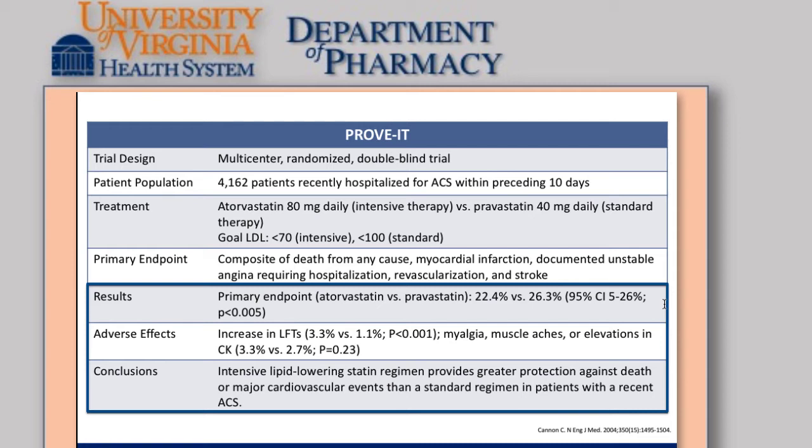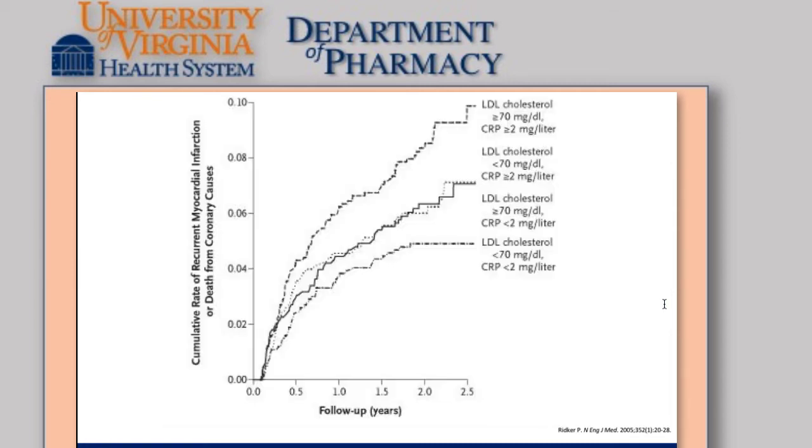The adverse effects that they saw with the Prove It trial were very similar to what we saw in Jupiter, with an increase in LFTs, myalgia, muscle aches, or elevations in creatinine kinase. And this trial really showed that, again, lowering lipids reduces cardiovascular risk. But what about C-reactive protein?